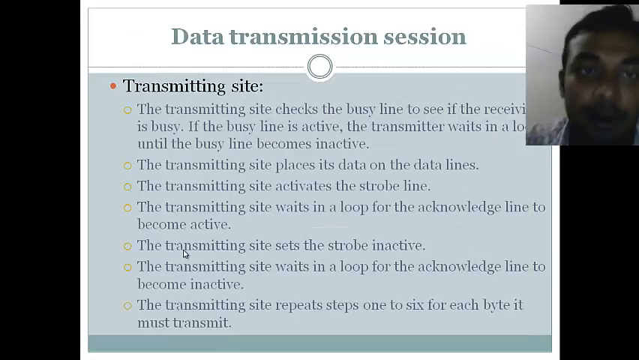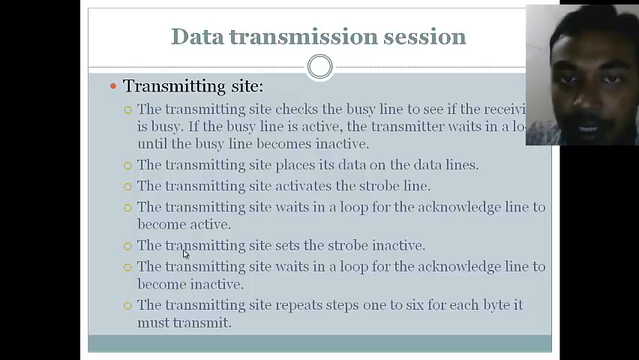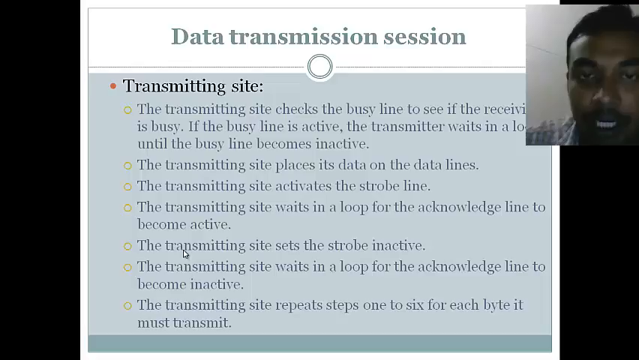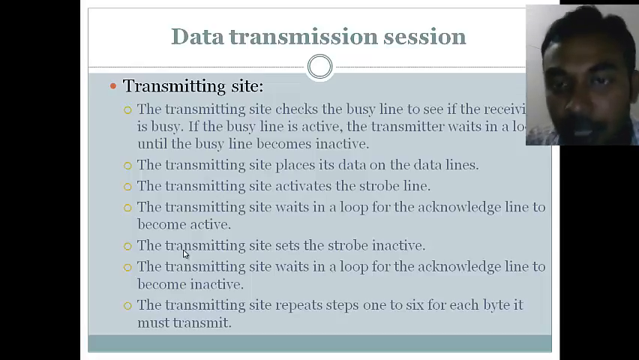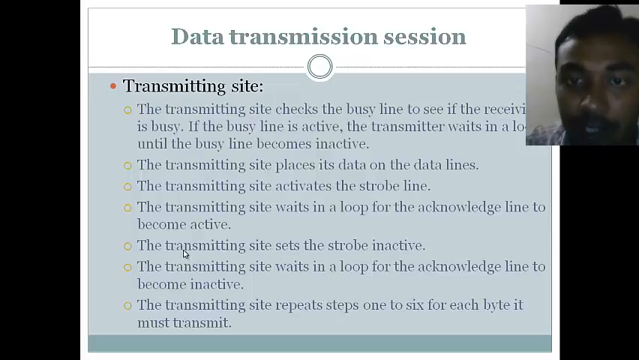Now we are going to the transmitting side. What are the processes that happen in the transmitting side? As you can see, first of all it checks the busy line and asks whether the receiving side is busy or not. If the busy line is active, that means the receiver end is busy. So the transmitting side makes a loop, means it waits, until the busy line becomes inactive. Once the busy line gets inactive, then only it can transfer the data.